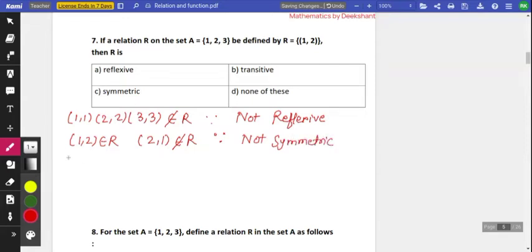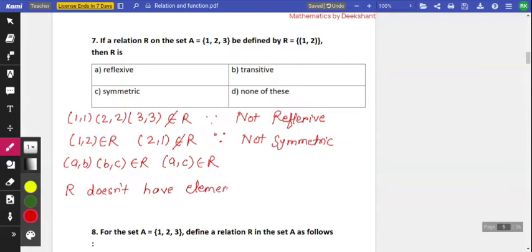For the given relation to be transitive, if (A, B) and (B, C) belong to R, then (A, C) also belongs to R. In this case the given relation is transitive because R does not have elements of type (A, B) and (B, C). Therefore the given relation is transitive. So the correct answer is option B.